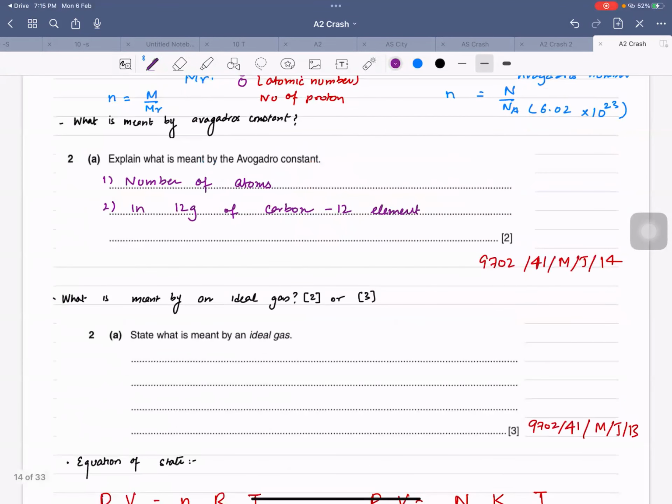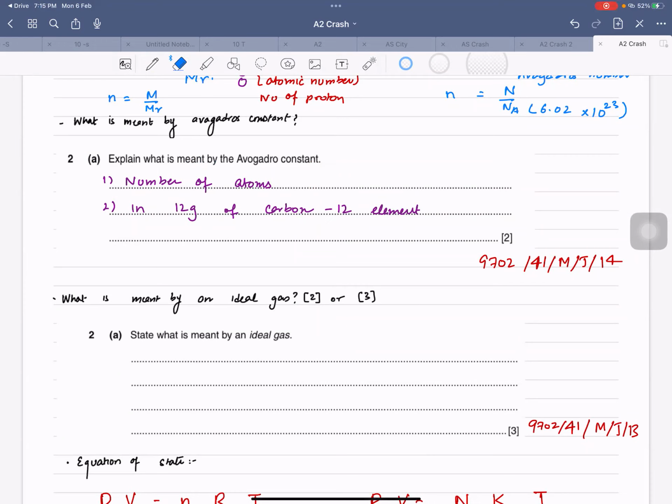Anyway, now generally, the third definition, which is quite common, is what is meant by an ideal gas. Now, whenever this definition is going to come, it could be either 1 mark or 3 marks. Okay, so I pasted the one definition with 3 marks because it also covers the 2 mark definition, so we don't have to worry about it at all.